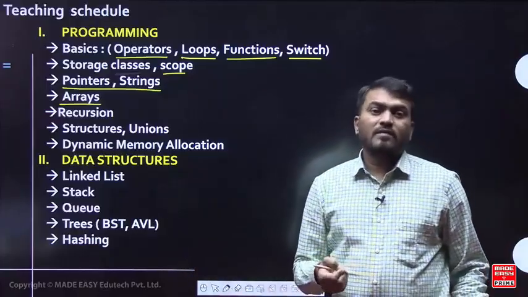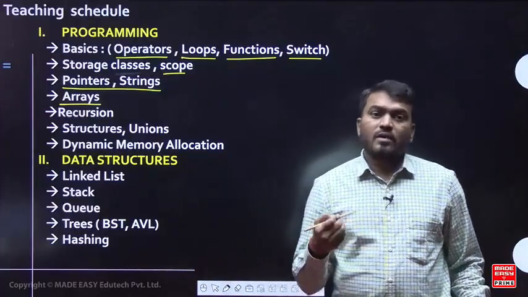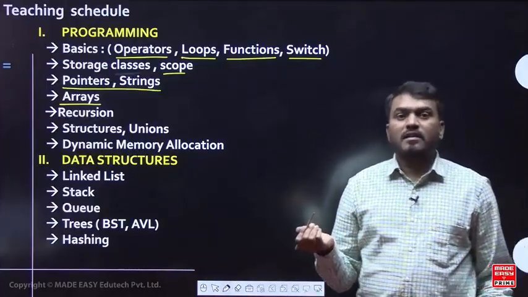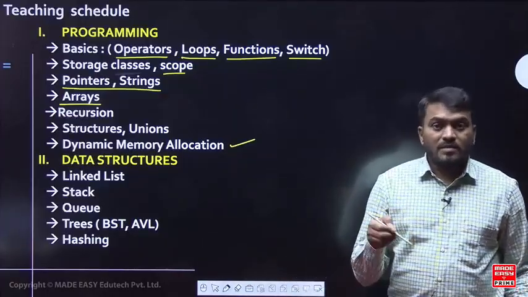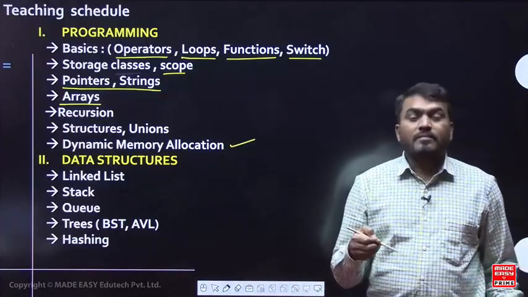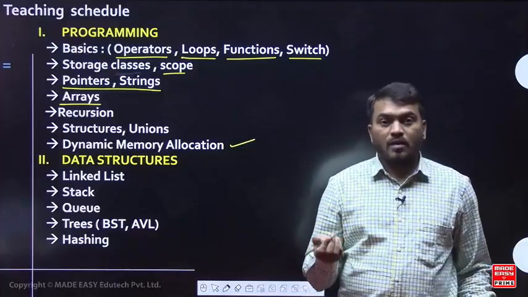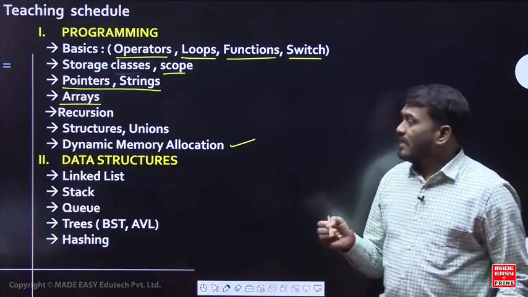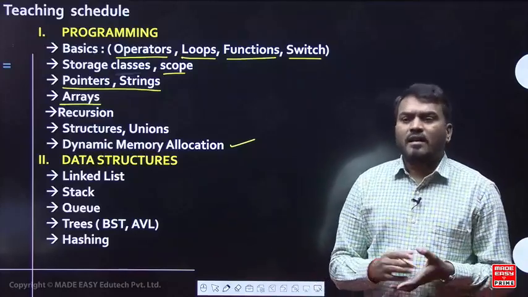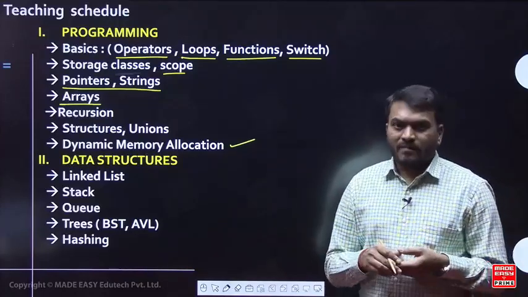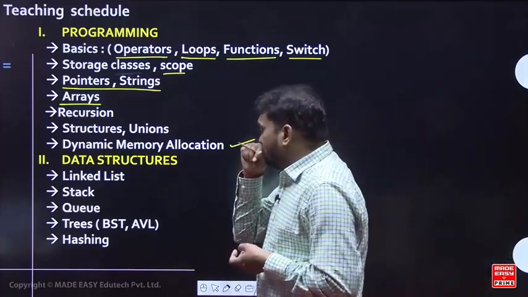Next we will study structures and unions and dynamic memory allocation. Do you know the meaning of dynamic memory allocation? If you want to allocate memory dynamically at runtime, we use the concept of dynamic memory allocation. We will use standard functions like malloc, calloc and realloc. In detail we will study the actual mechanism of malloc, how malloc actually works.